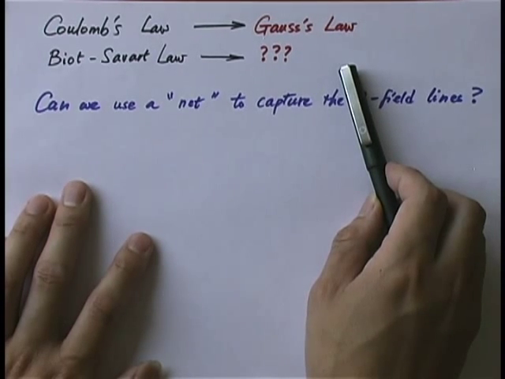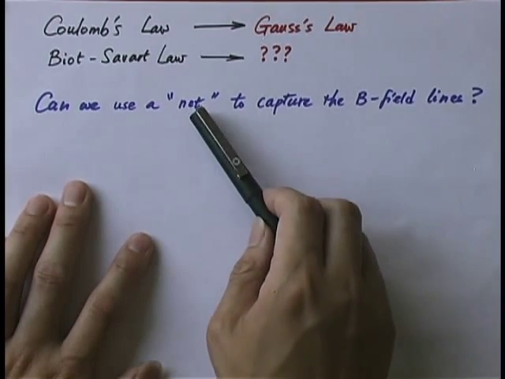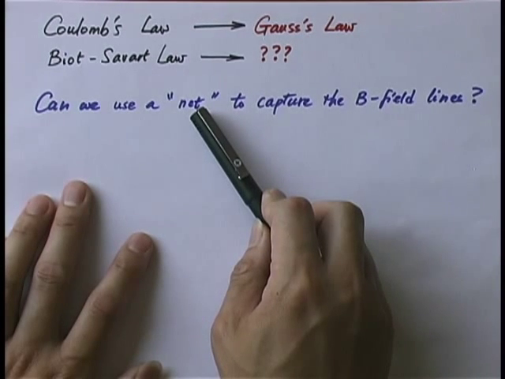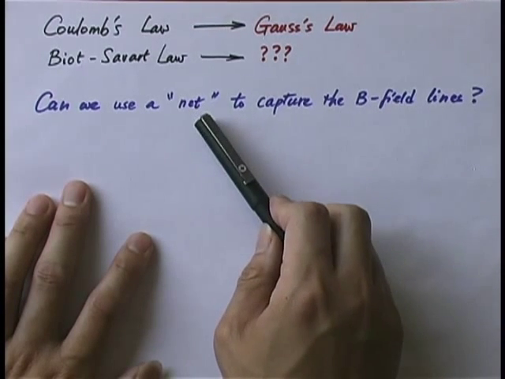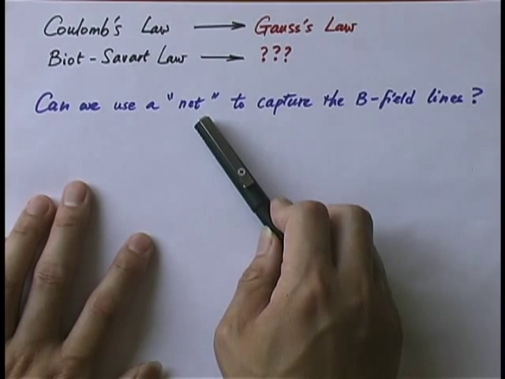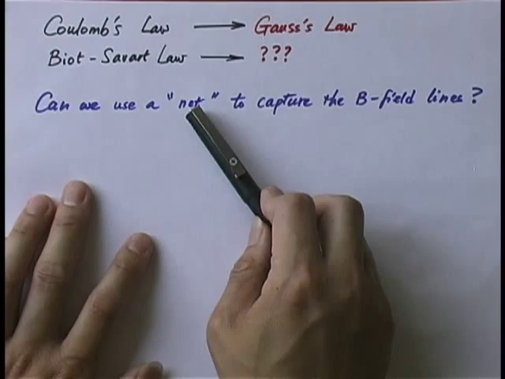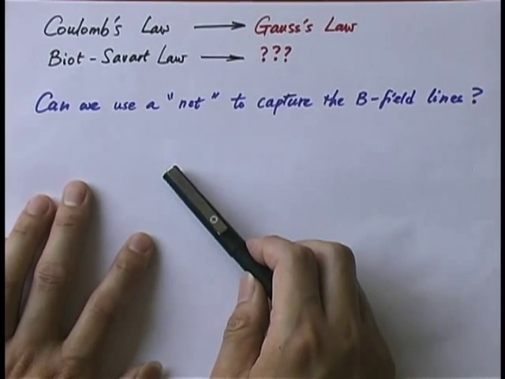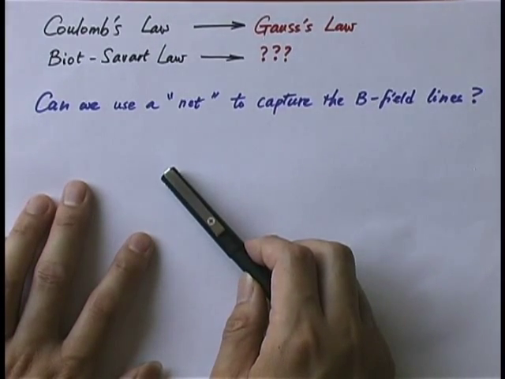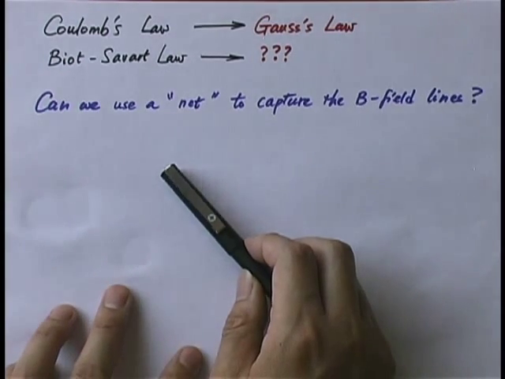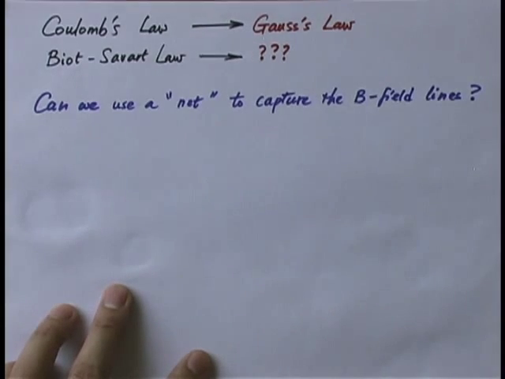The first thing we want to address is, can I use a net, like a Gauss, you know what that means, right? The Gaussian surface, the self-enclosed net. We use that to capture electric field lines, right? Can we use the same idea, a Gaussian surface, to capture magnetic field lines? And if that is not going to work, what should we do?